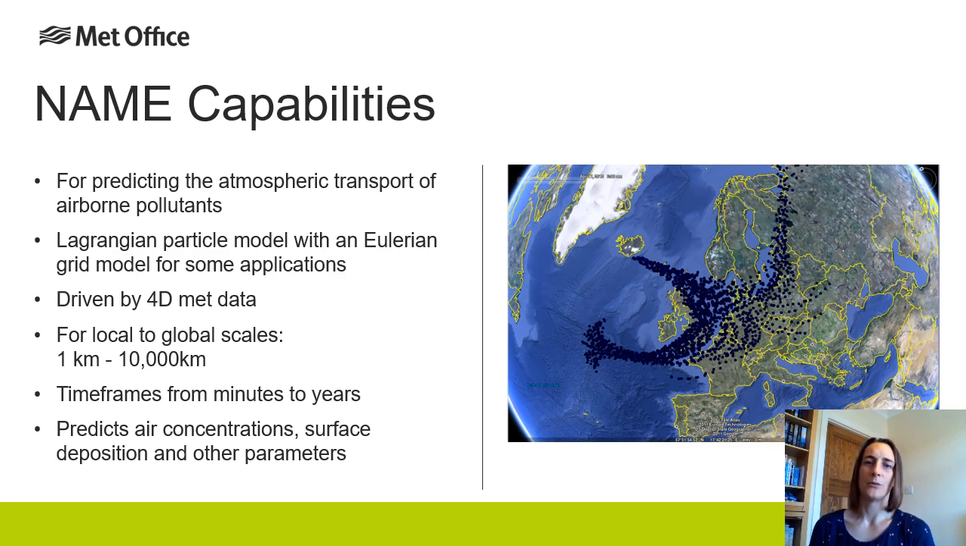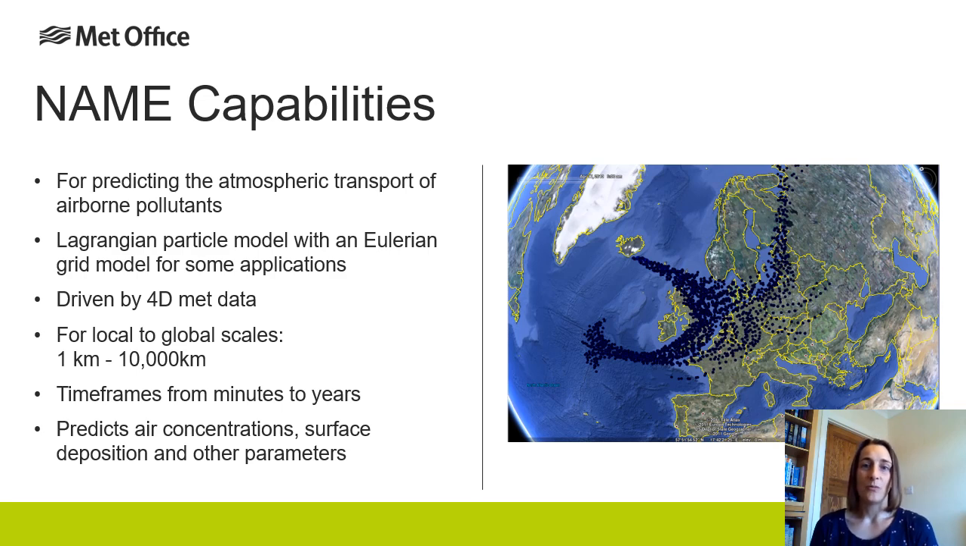So NAME is what's known as a Lagrangian particle model, and this was how it was originally developed. And so it models how particles or parcels of air move in the atmosphere. But as the model's been developed, it also now has what's known as an Eulerian model as a subcomponent, which works on a gridded basis. And again, there'll be more about this in later talks.